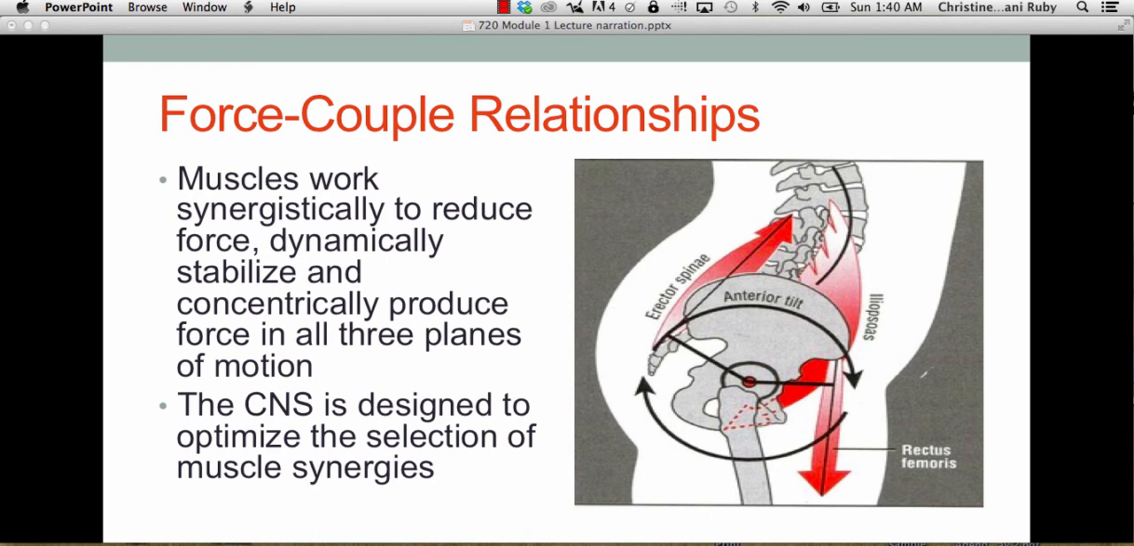If any member of the team is not doing their job, another member of the team may have to overwork, and that's when we can see problems. So the body is made up of many, many force couples that are used as synergies to create motion, and we can see these synergies sometimes get a little off, and that's when we start to see cumulative injury occur in the body.